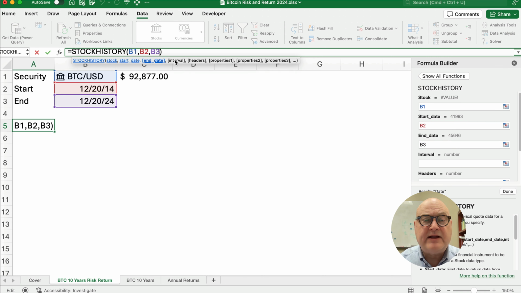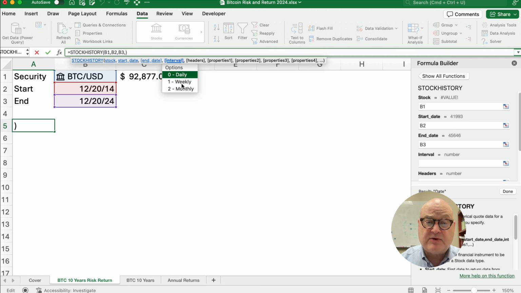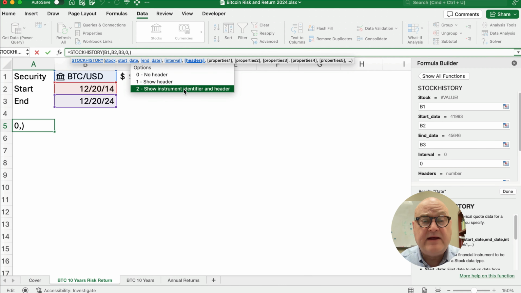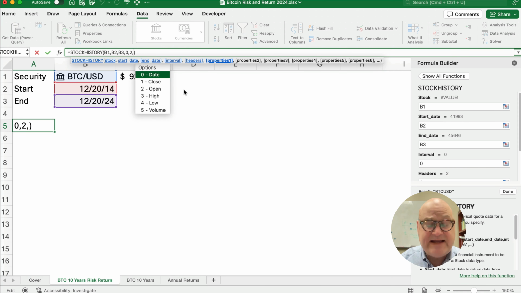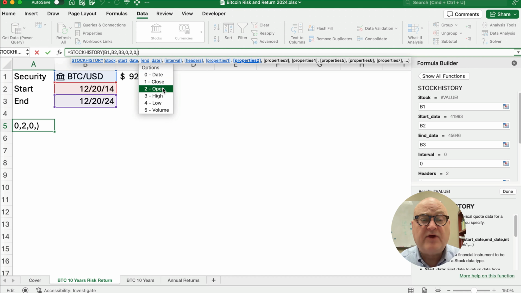Then I'm going to edit the formula here at the top. It's going to ask, do we want to pull the daily numbers or the weekly numbers or the monthly? I'm going to do daily, just so I can show you how this works. Then I want to show all the instrument identifier and header. I want to show the date, which is 0, and the close, which is 1. I don't want the open, the high, the low, or the volume. You can get all that if you want to, but that's going to be the closing price.